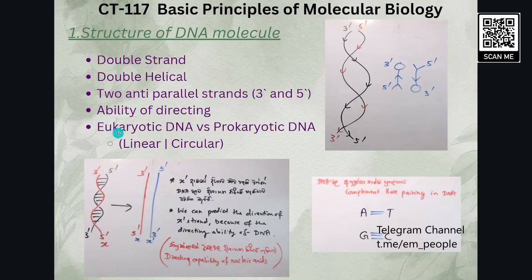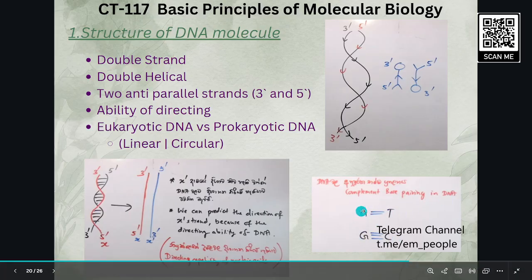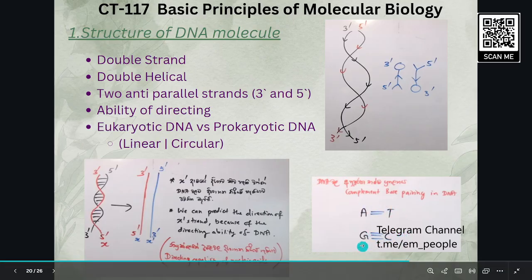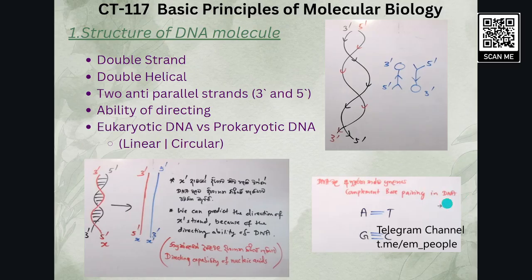And then we have to know eukaryotic DNA and prokaryotic DNA. The difference between these two is that eukaryotic DNA is linear, prokaryotic is circular or cyclic. And then we have to look at complement base pairing in DNA. There are 4 bases: adenine, thymine, cytosine, guanine. Adenine always pairs with thymine, creating 2 hydrogen bonds. Guanine always pairs with cytosine, creating 3 hydrogen bonds. This is in DNA. If we move into complement base pairing in RNA, instead of thymine, adenine pairs with uracil, creating 2 hydrogen bonds. So in DNA it is adenine and thymine, right?